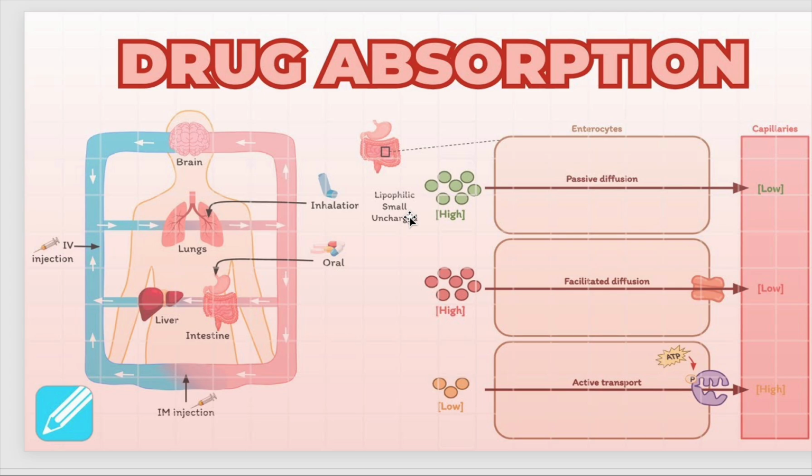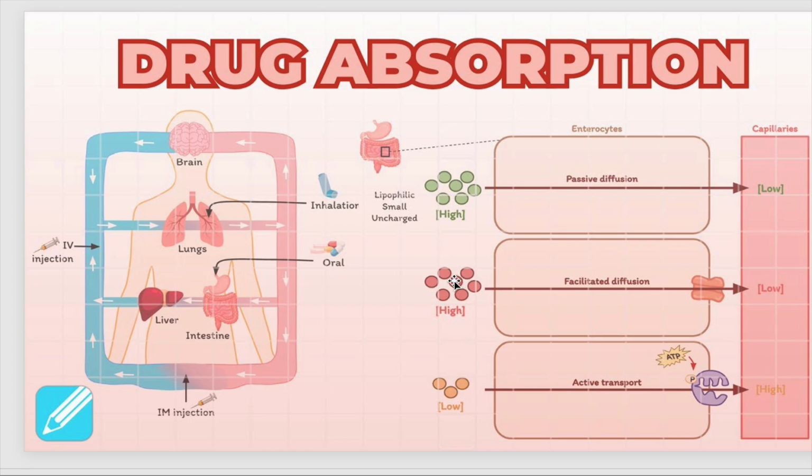Now, when we talk about absorption, in the last class we discussed passive, facilitated, and active transport. In passive transport, the molecules diffuse from high concentration to low concentration, without the help of any ATP or any external agent. These are the small lipophilic uncharged molecules. It's very easy for them to be absorbed, as we discussed.